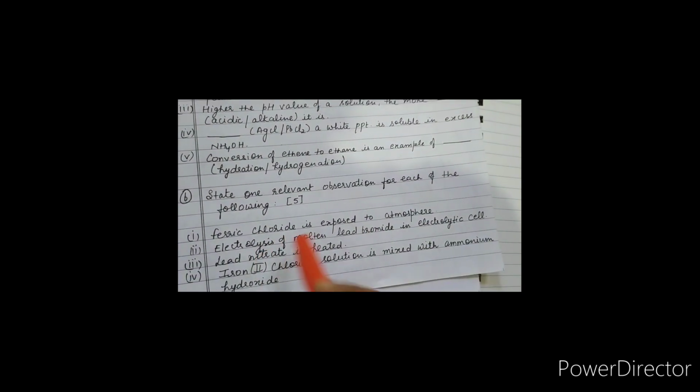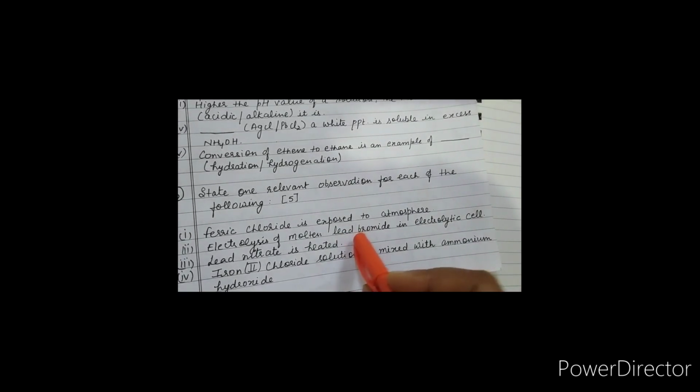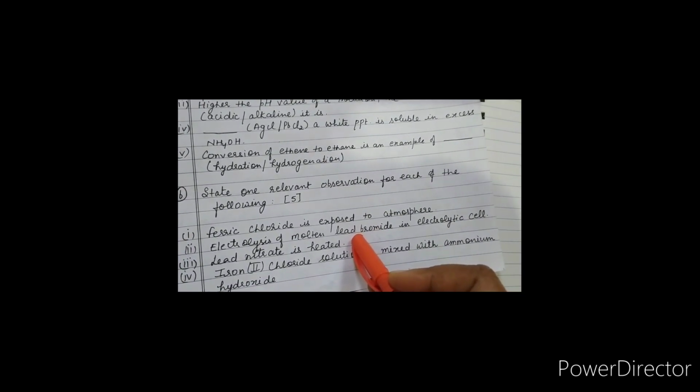Electrolysis of molten lead bromide in electrolytic cell. As you all know that if you electrolyze lead bromide, you will get two products, one at cathode and one at anode. So you can write any one of the following, like at anode reddish brown bromine gas will be formed, or you can write at cathode a grayish metal will be formed, that is lead. So you can write any one observation.